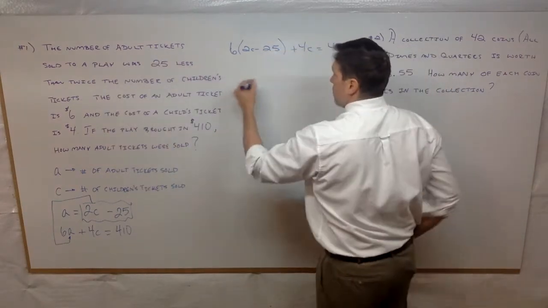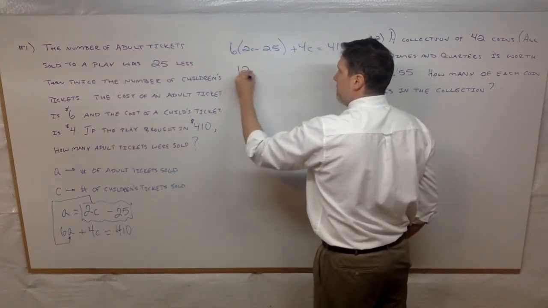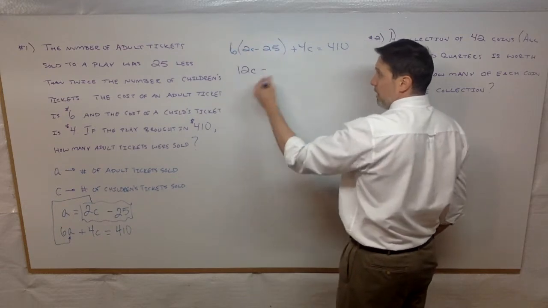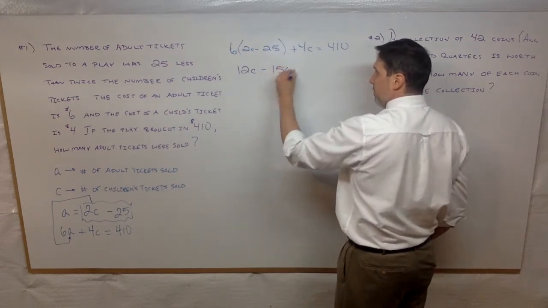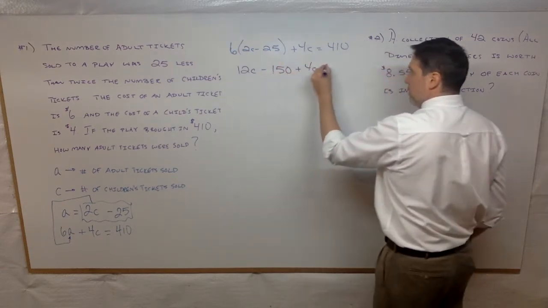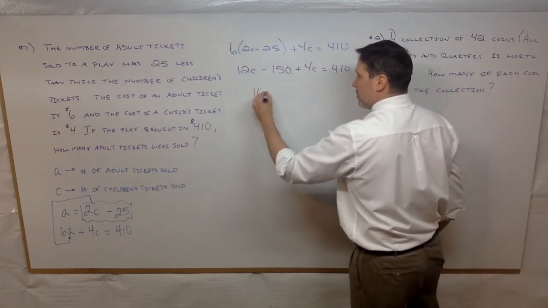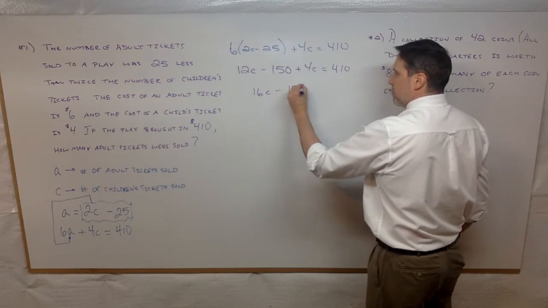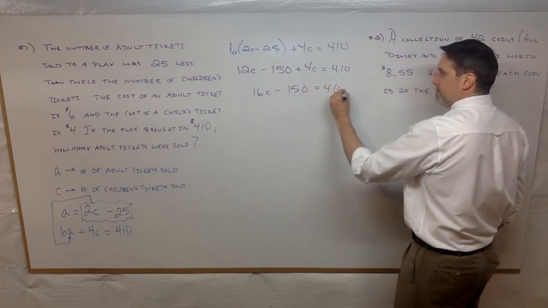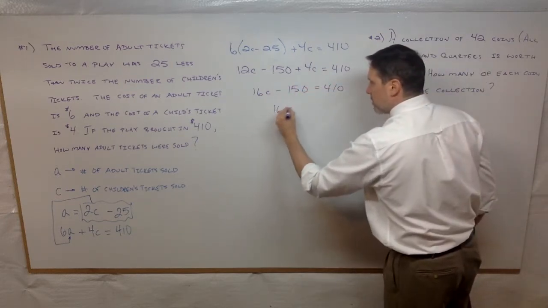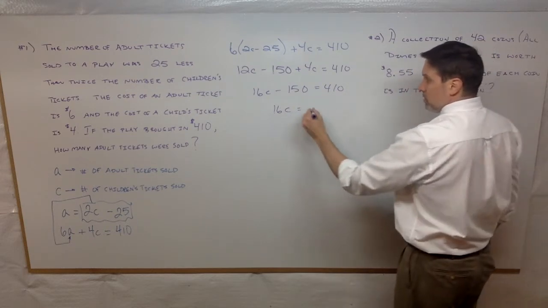We distribute: 6 times 2C is 12C, and 6 times 25 is 150, plus 4C equals 410. We combine our C's together for 16C minus 150 equals 410. Add 150 to both sides. So 16C gives us what?